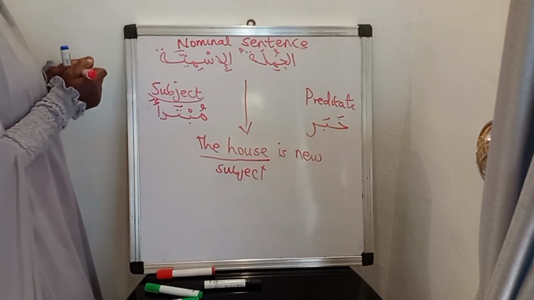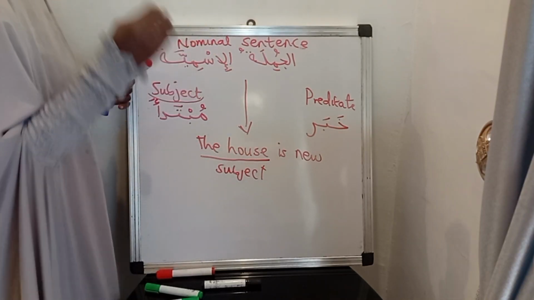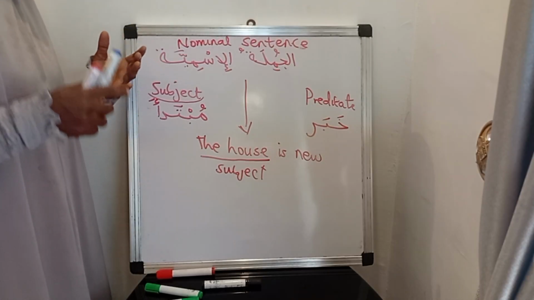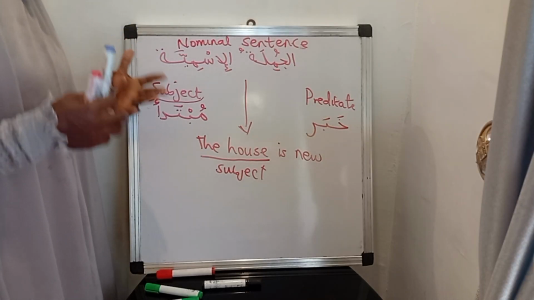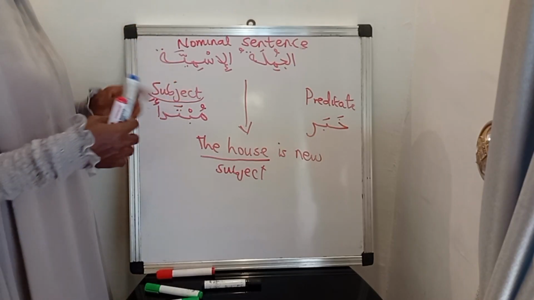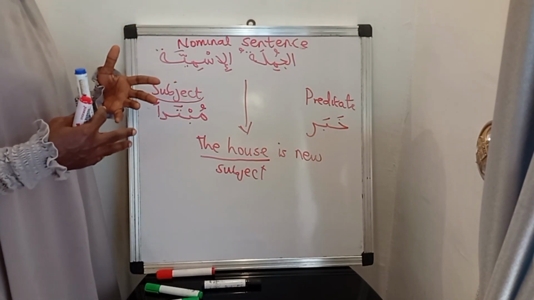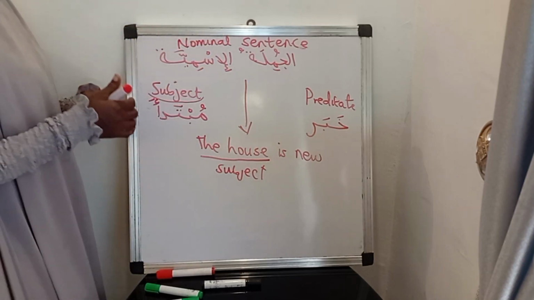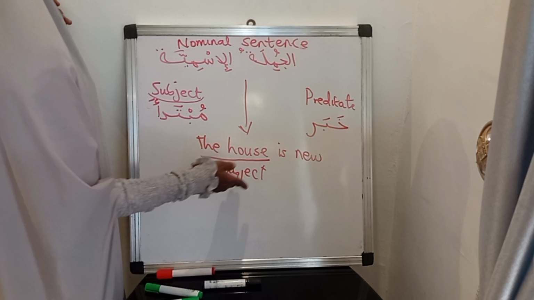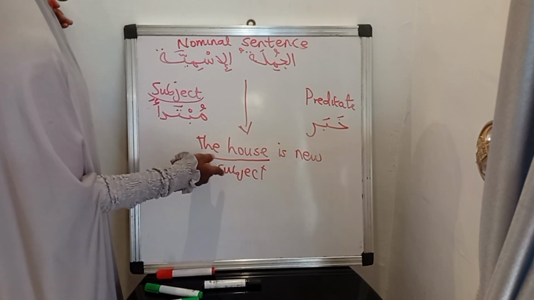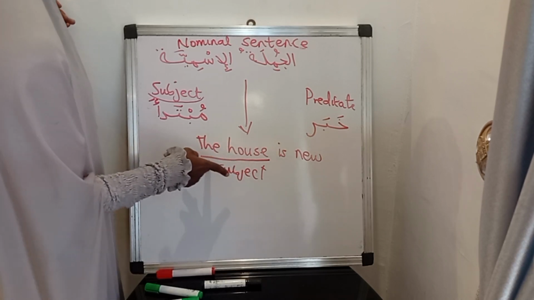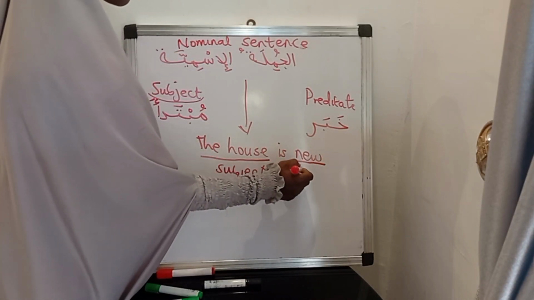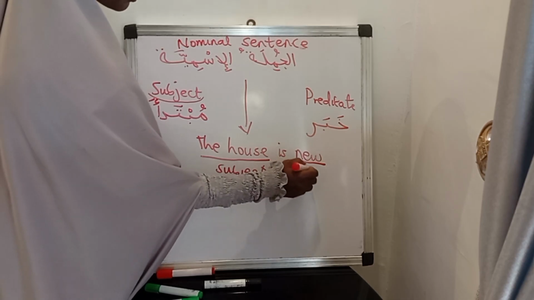Now, what do we understand by the predicate? The predicate is that thing that is being said about the subject. The predicate tells us what is happening to the subject or what the subject is doing in that sentence. So it gives us the news, the information about the subject. That's the role of the predicate. So in this sentence, we have the house, which is the subject. What is the information given about the house? The information given about the house is that the house is new. So new here is the predicate.